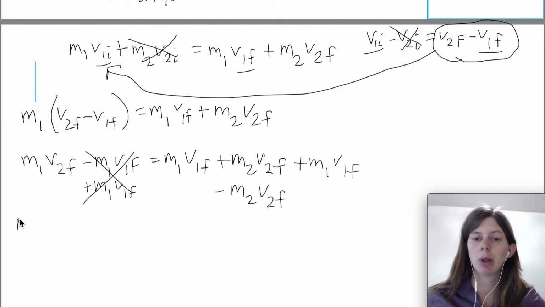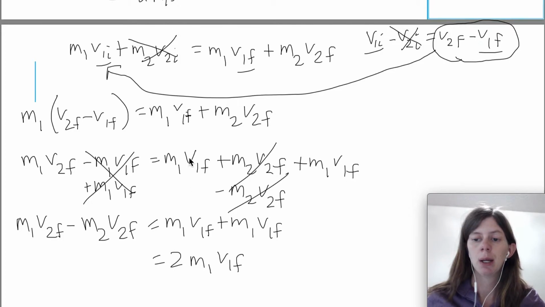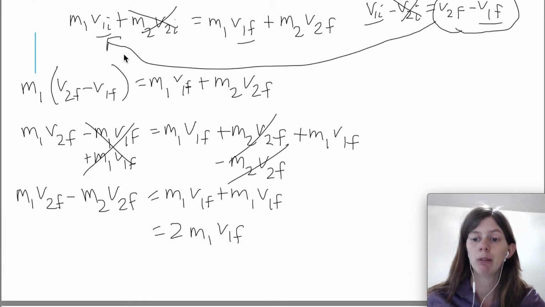So on the left-hand side, we're going to get M1 V2F minus M2 V2F. We just subtracted it from both sides. On the right-hand side, we'll be left with M1 V1F plus M1 V1F. Since those terms are the same, that means we have 2 times M1 V1F. And I know some of you guys don't like to work with variables, that you like to have the numbers plugged in, but sometimes you're going to be given problems that don't have numbers. So I hate to say it, but it's just algebra. Hopefully you're able to follow.